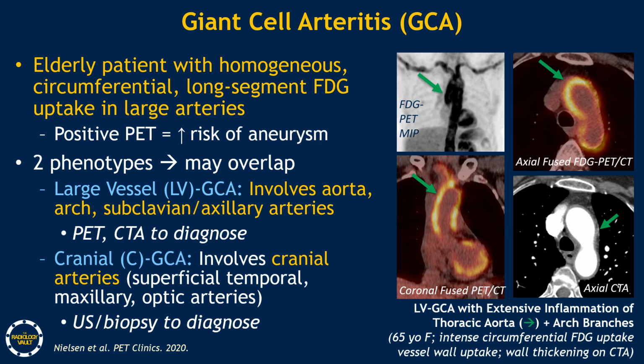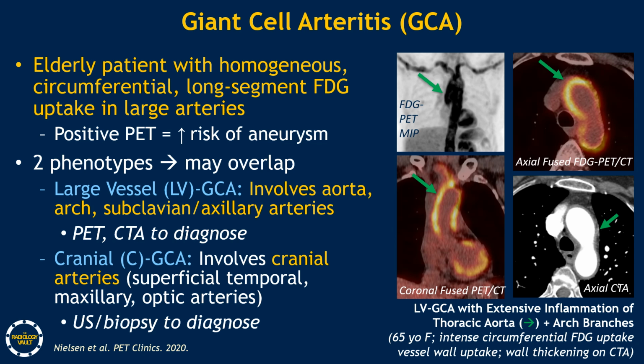There are two main phenotypes or areas of involvement, and so PET mainly plays a role in diagnosing the large vessel subtype. And when there is involvement of vessels that we can see, it's most often the aorta, the arch and arch vessels, and the subclavian and axillary arteries. So that's this distribution we see here, where very intense uptake in the thoracic aorta, arch, descending thoracic aorta, as well as the subclavian arteries here.